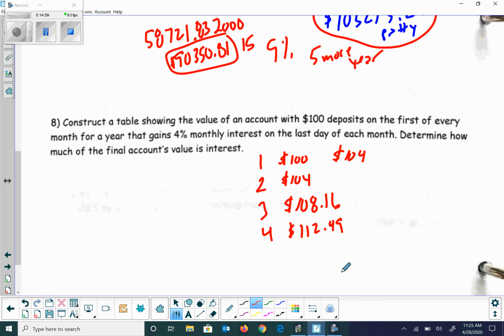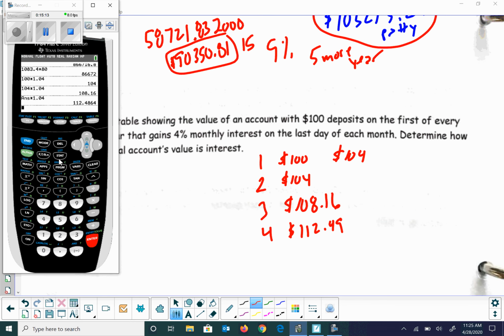Oh, I see what you're saying. Okay, so they just wanted a table. I was doing this based on if you just did $100 and watched it compound. So I'm off on what I'm doing. But let's see. Construct a table. Well, let's not even construct a table. Let's just go with our calculator. So let's go to apps, finance, TVM Solver.